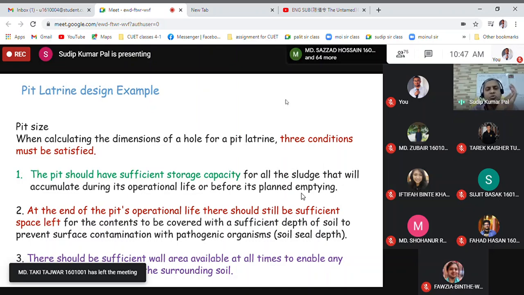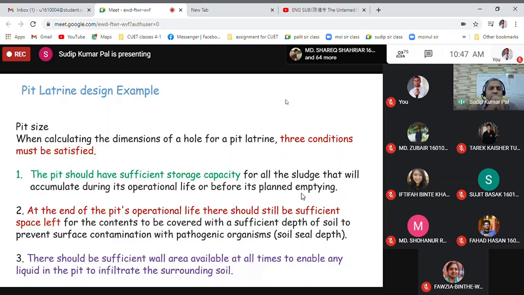The pit should have sufficient storage capacity, so that is important. The pit must have sufficient storage capacity for all the sludge that will accumulate during its operational life, before its planned emptying. That means it depends on the design life, how long we design for. If it is for 5 years, then it should have sufficient storage for 5 years, considering some other uncertainties also, because you never know during the operational phase.